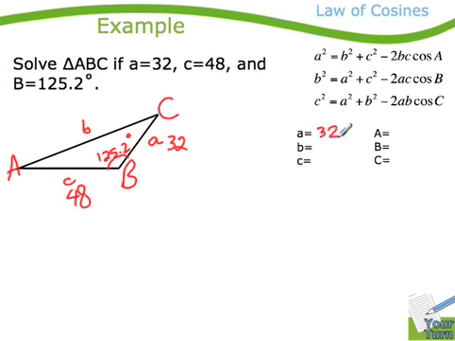So side a is 32, angle A I don't know. Side b I don't know. But I know angle B is 125.2 degrees. And then side c is 48. So notice that I don't know any side and its corresponding angle. If that's the situation you're stuck with, then you're using the law of cosines. If you do know a side and its angle, use the law of sines. Okay, so how do I go about this?